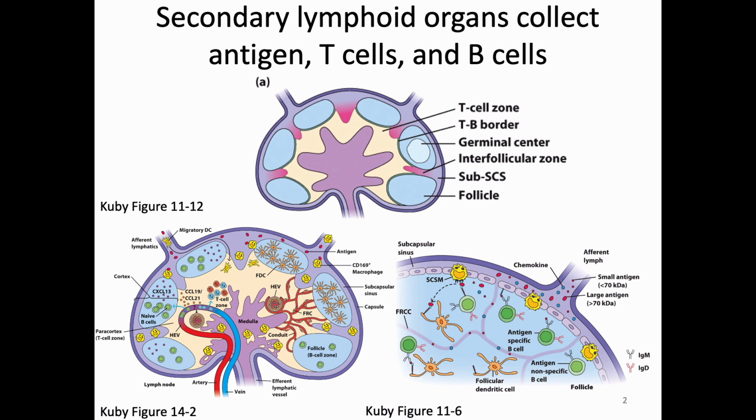In fact, our secondary lymphoid organs are going to include antigen coming in through the lymph, as we talked about before. We're going to have antigen-presenting cells, as we talked about before. We're going to have T cells, and we're going to have B cells, all in those secondary lymphoid organs. And all of these things are going to be important in this process.